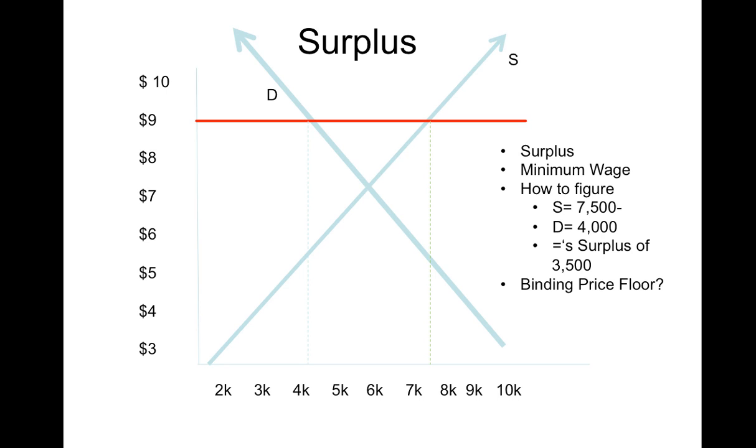If I was to take this line and move it down here and say, you can't go below $5 an hour, minimum wage is $5 an hour, it would have no impact on our economy because the equilibrium wage is $7.25 anyway. That's where the market wants to go. So in this situation where the line's up here, we say that is a binding price floor. If the line was below the equilibrium, we would say that would be a non-binding price floor.